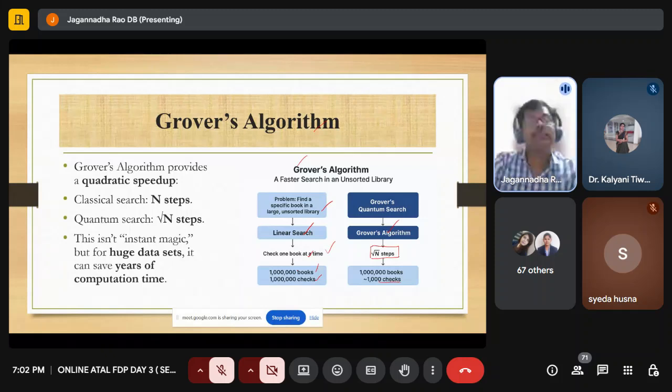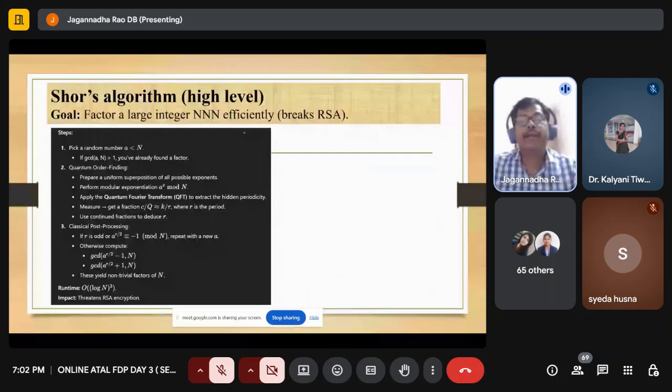Now go to the algorithm. In Shor's algorithm, what are you doing? Pick a random number a, which I already took as 2, less than your number N, which is 15. Now calculate the GCD of a and N, and check whether it is greater than 1.